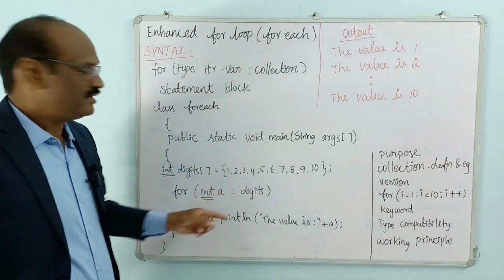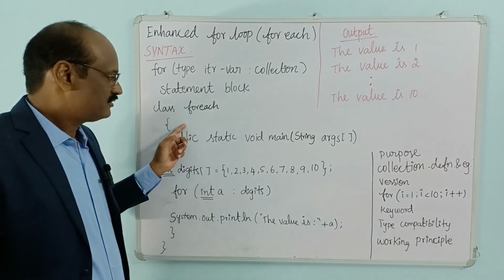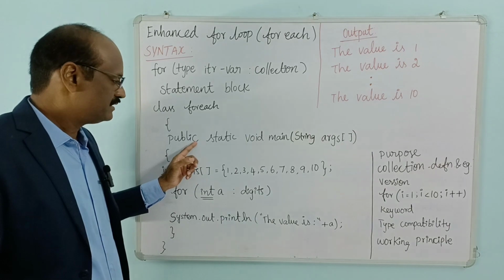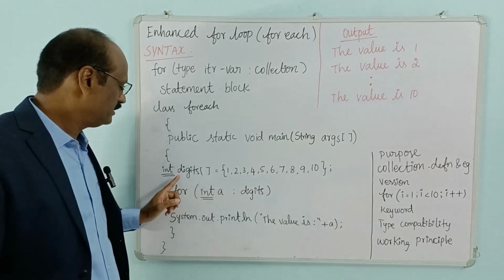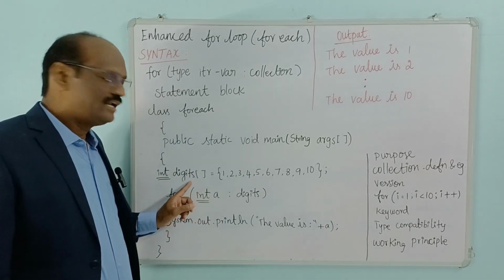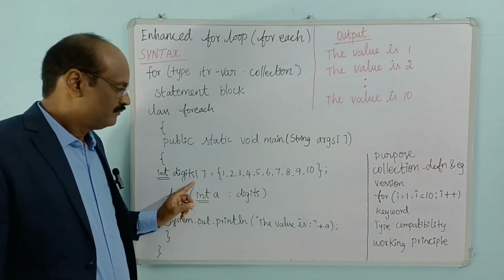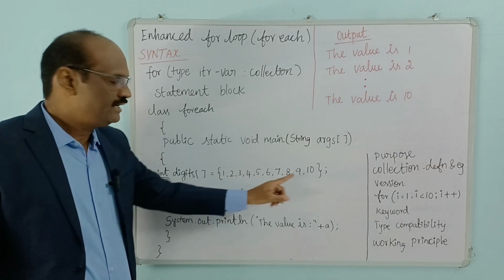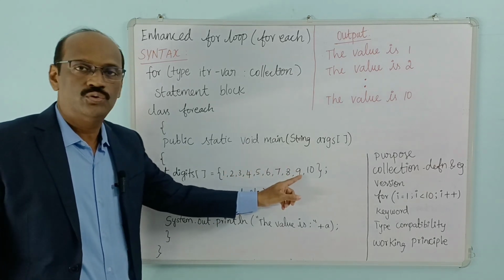Look at the coding, my dear friends. We are declaring a class. Inside the class, I'm using the main method. Inside the main method, I'm using an integer array. The name of the array is digits. The array contains totally 10 elements from 1 to 10.